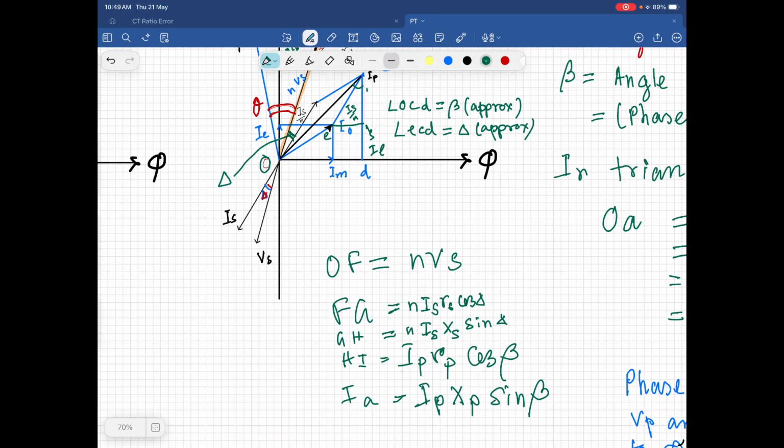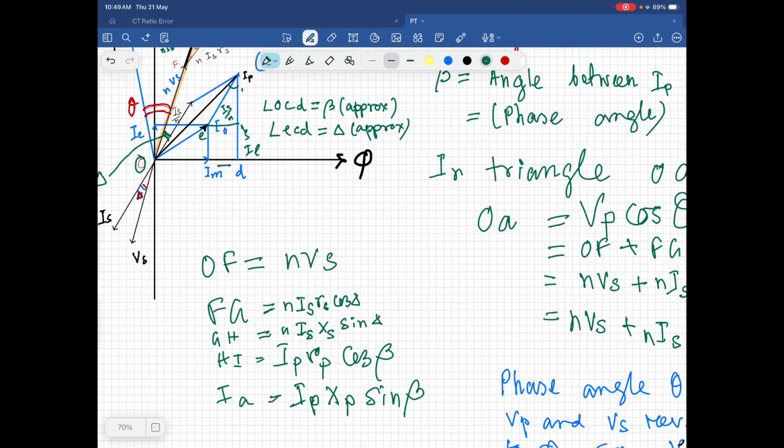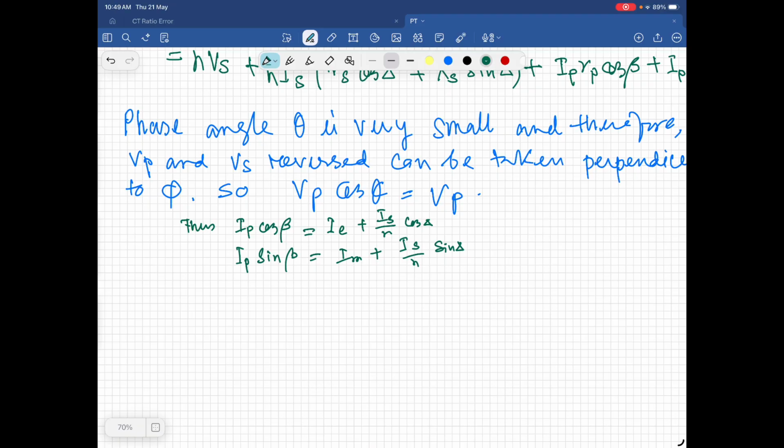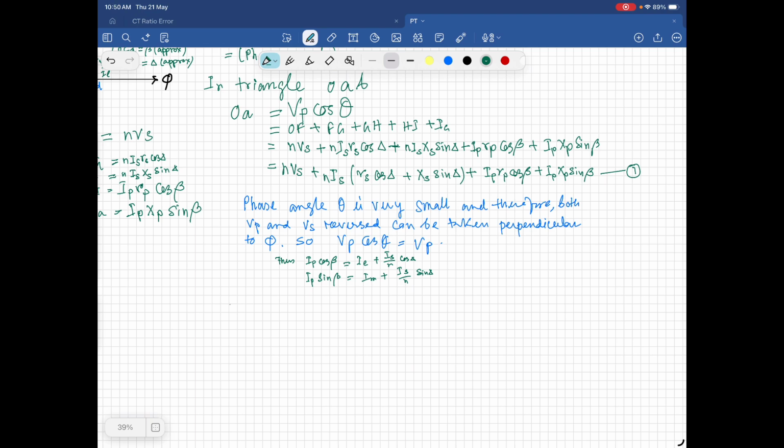As theta is very small, usually less than 1 degree, cos theta is approximately 1. So OA is equal to Vp, and from equation 1, what can we write?